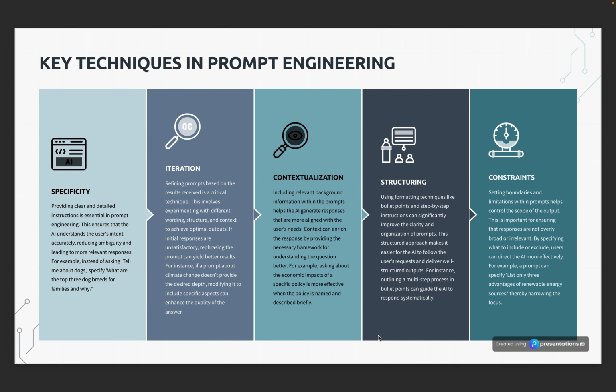And next, constraints is nothing but giving boundaries. Like if you ask what are the renewable energy sources, it will give some 10, 15. You can ask something like I want only the top three advantages of renewable energy sources, and it will give effective prompting. And I will give a demo for this.